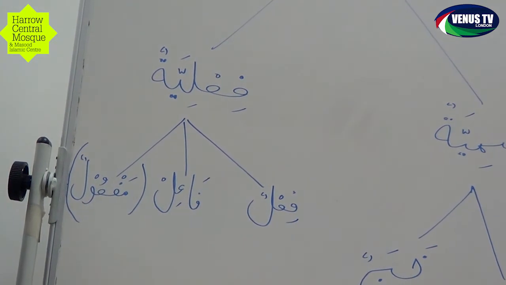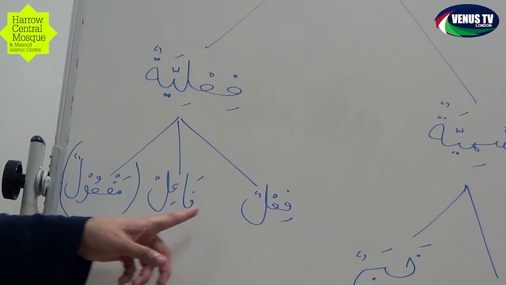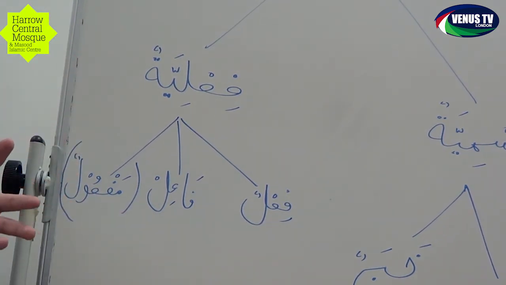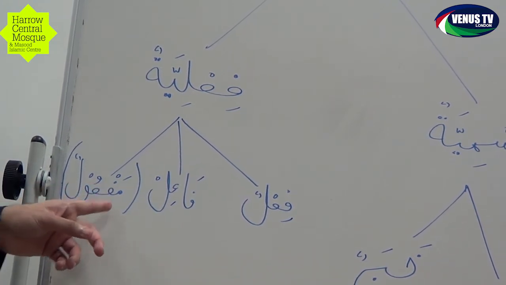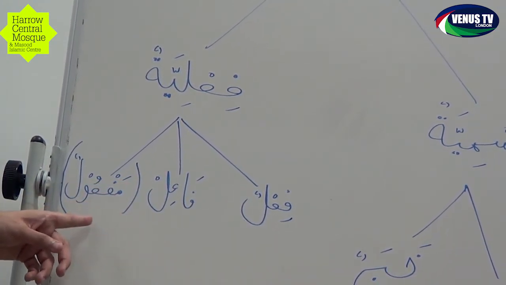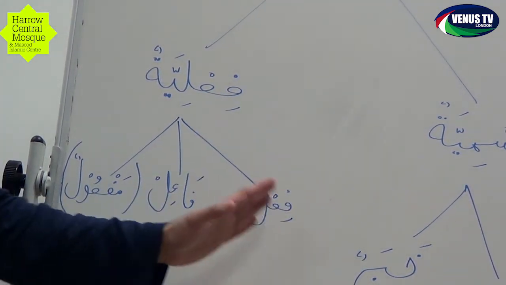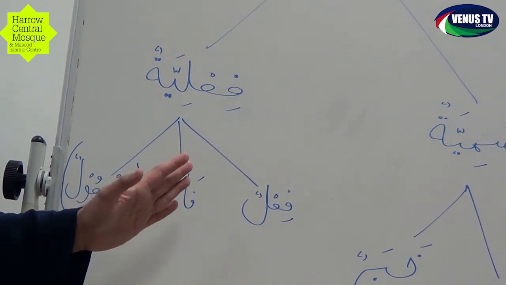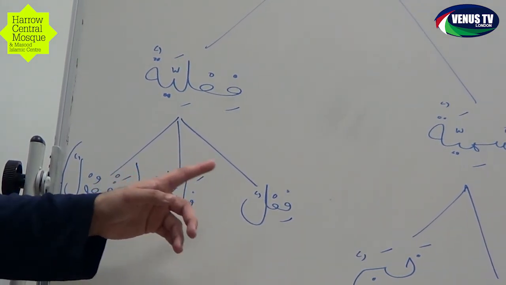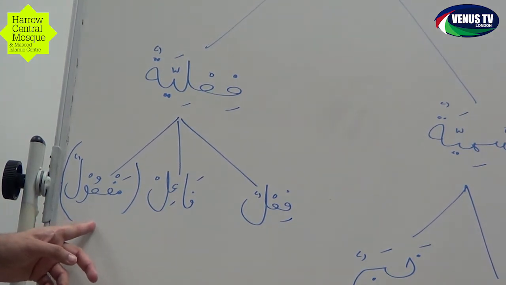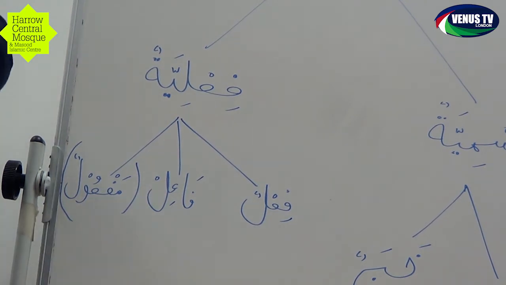Sometimes you can get away with just mentioning fi'l and fa'il, the verb and the subject, and the sentence is complete. And sometimes you need the third part, which is why I put it in brackets. In a verbal sentence you have to have fi'l and fa'il. Just mentioning fi'l and not the fa'il is senseless, it doesn't make sense. So you have to have a fi'l and a fa'il for the sentence to be complete, and sometimes you need the third part, the maf'ul, for the sentence to be absolutely complete.